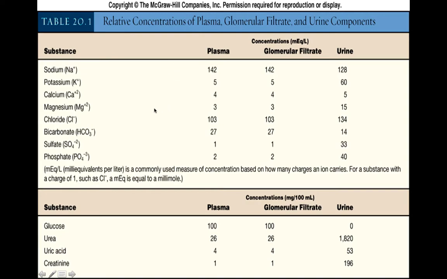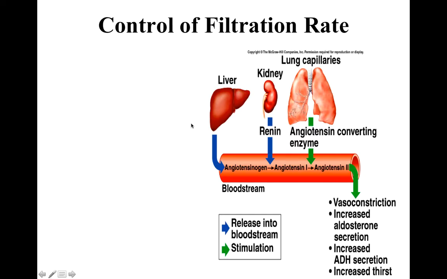So every day you have about 180 liters of filtrate formed, but you only actually excrete 1.5 to 3 liters of urine a day. It really depends upon how much water you've taken in. Well, other factors too. There could be some pathology making you have increased urine.